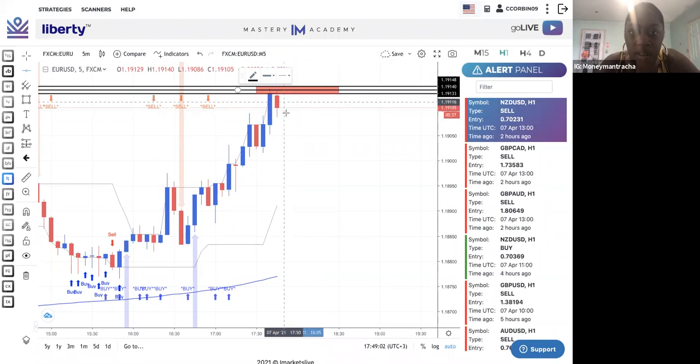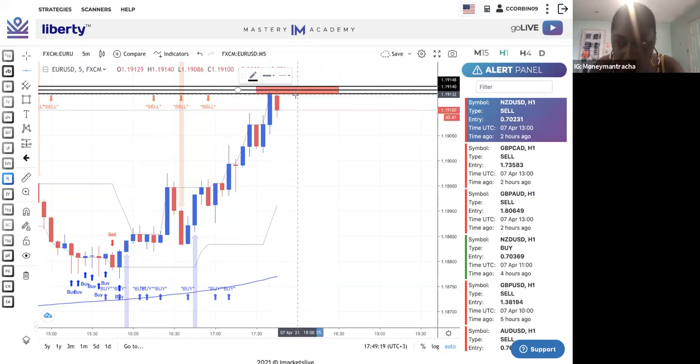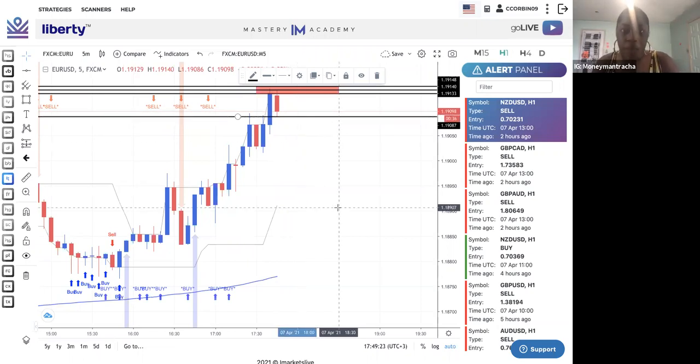Now, this is the easiest way to create a zone, and you can write this down. The easiest way to create a zone is to focus on the current candle, right? And you're going to do really one thing. You're going to put a horizontal line at the top of that candle for the sell, and you're going to put a horizontal line at the bottom of that candle for the buy, right?